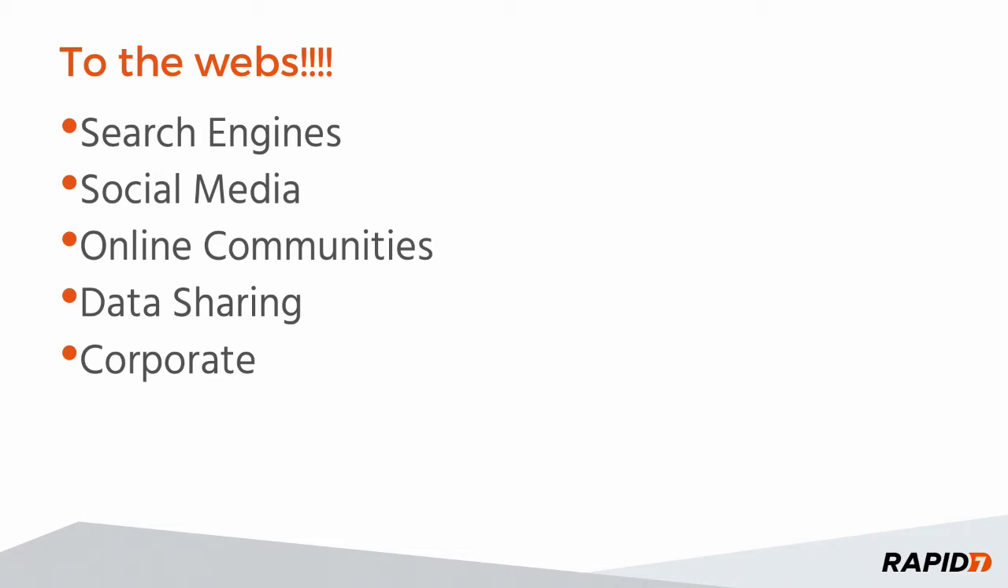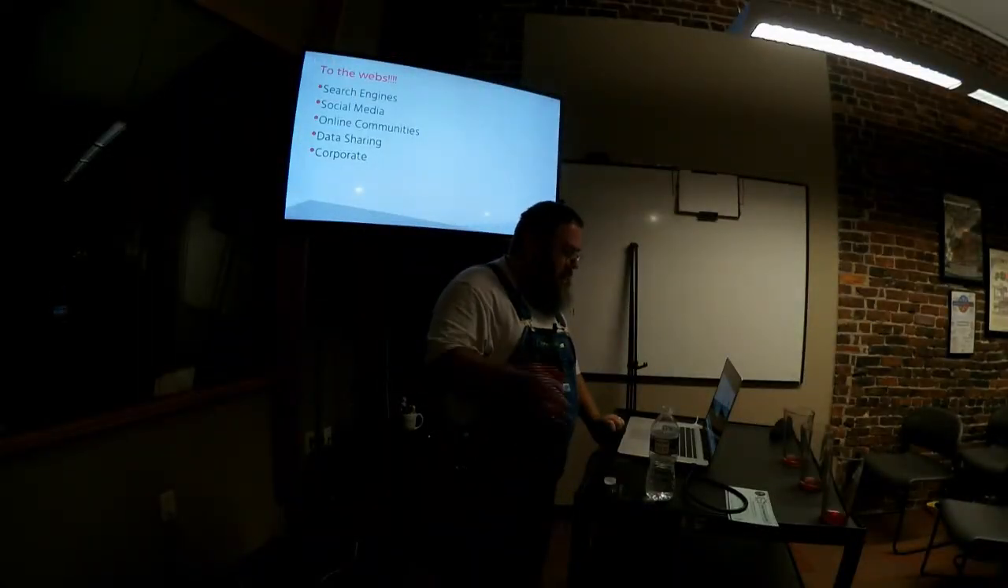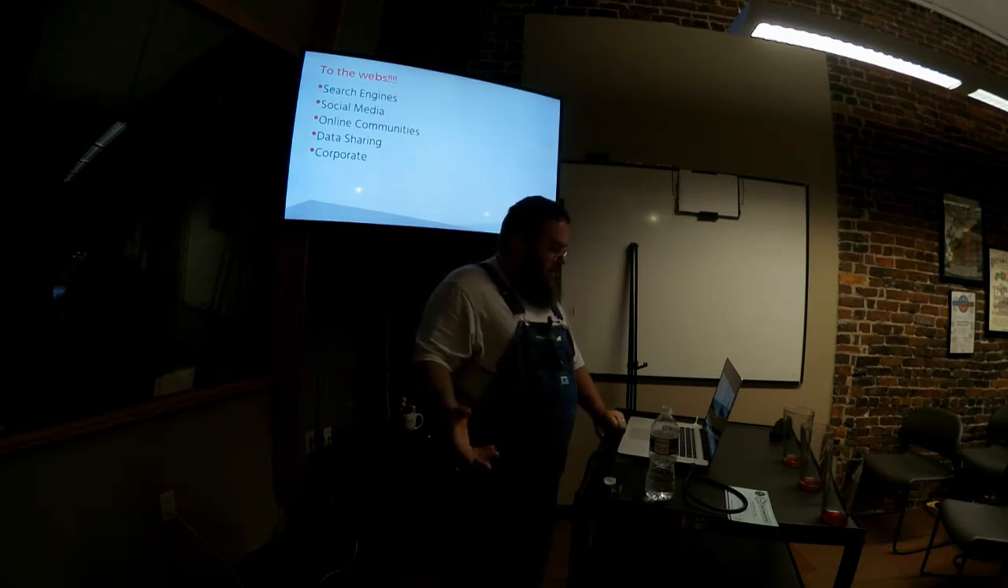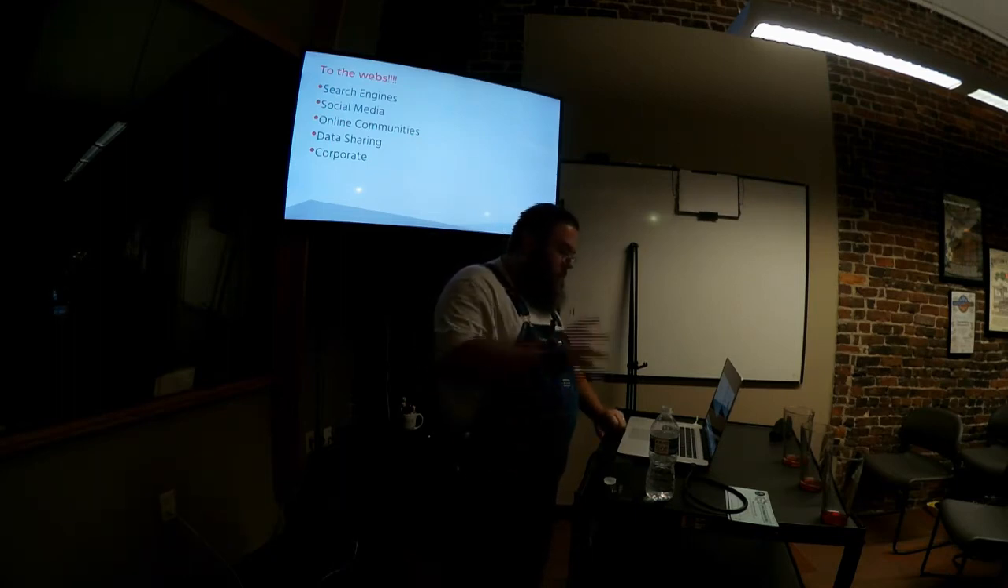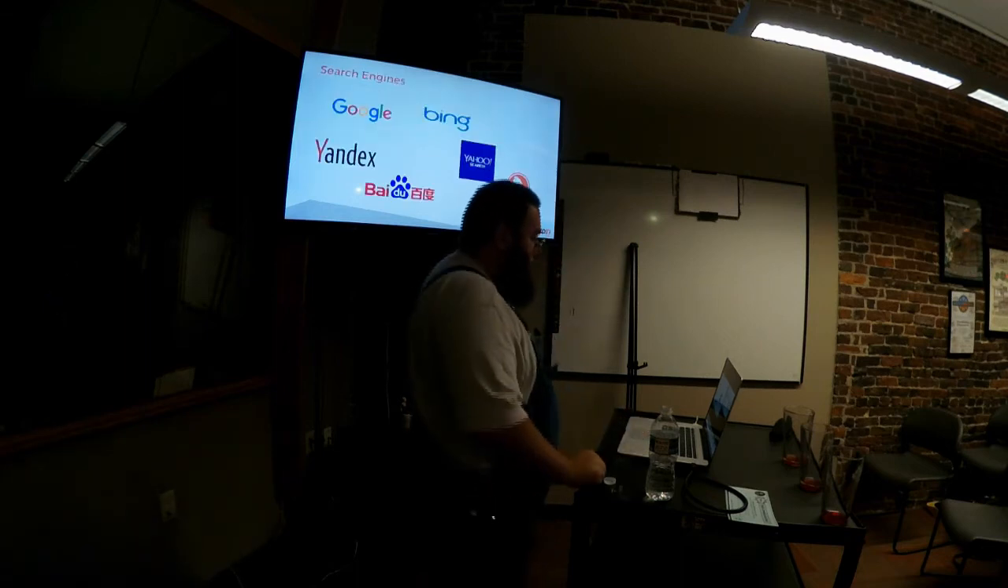So as I said before, you have some of the standard stuff on the internet. Search engines, you have stuff like Google and Bing. Social media, Facebook, Twitter, LinkedIn, Instagram, the list goes on and on. Snapchat, all that kind of stuff. Online communities, GitHub, Reddit, data sharing, talked about that, company sites. A few of the examples up there.